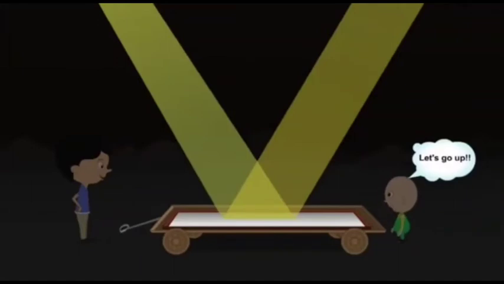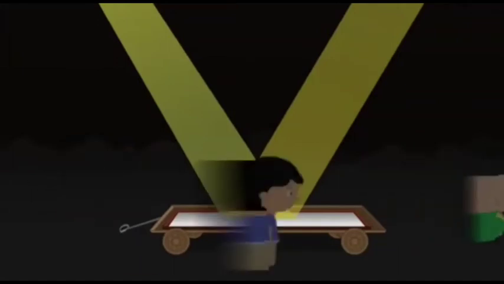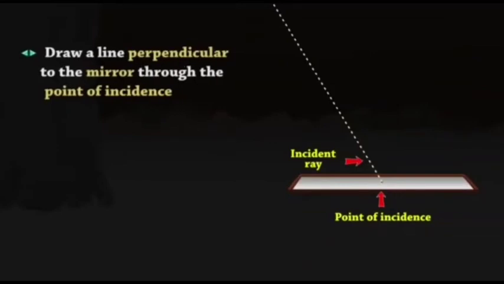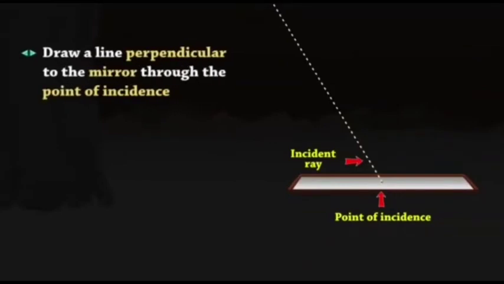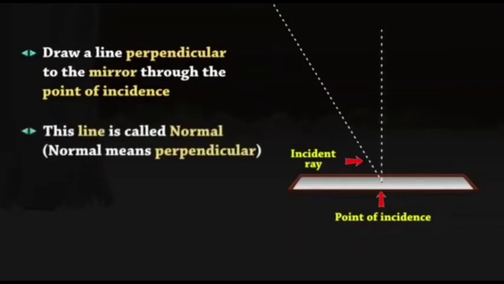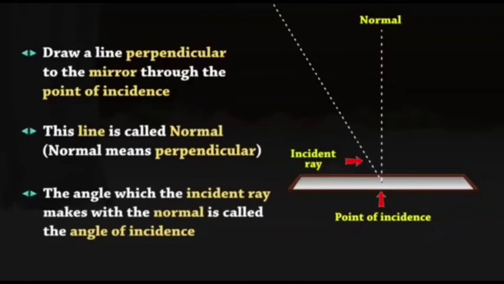Let's go up. Draw a line perpendicular to the mirror through the point of incidence. This line is called normal. The angle which the incident ray makes with the normal is called the angle of incidence.